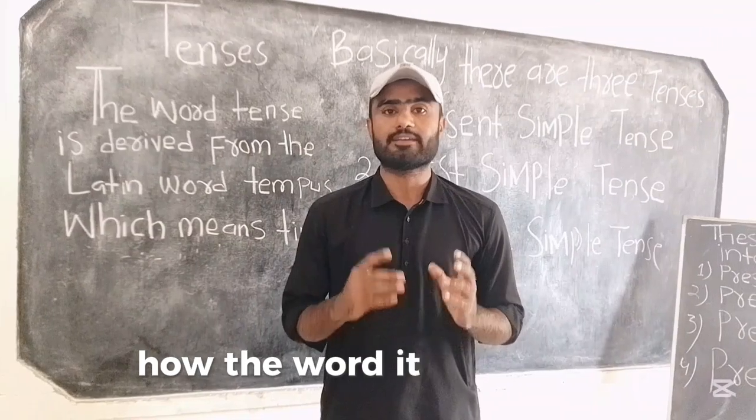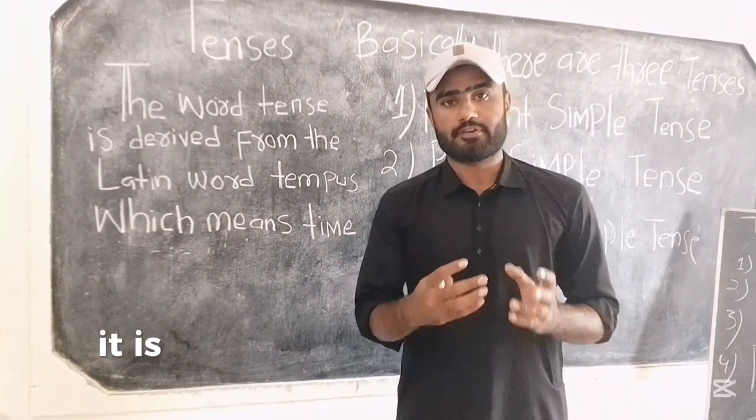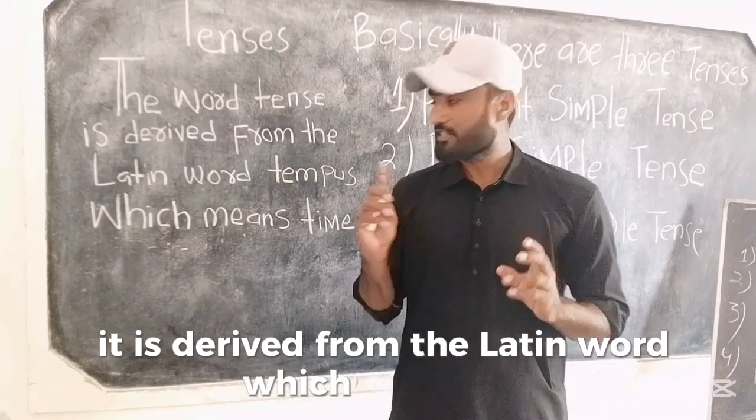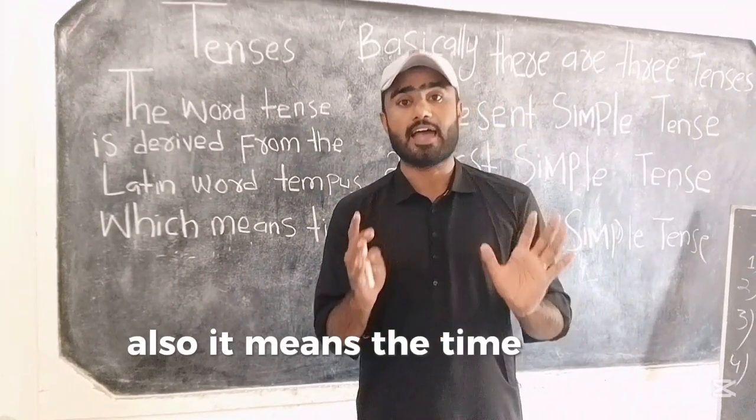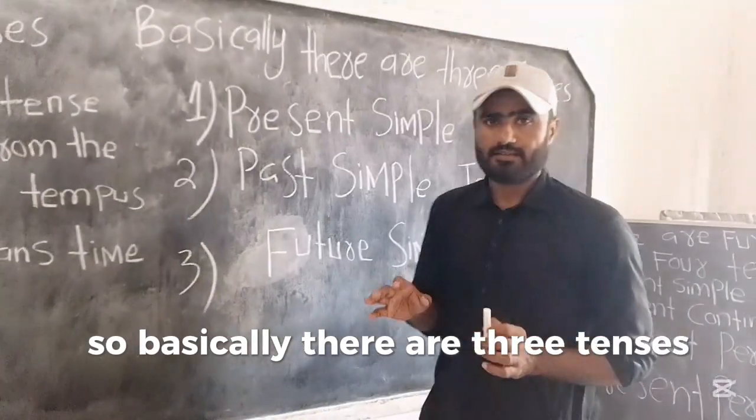Tense, where the word comes from. The word tense is derived from the Latin word tempus. It also means the time it shows. So basically there are three tenses in grammar.